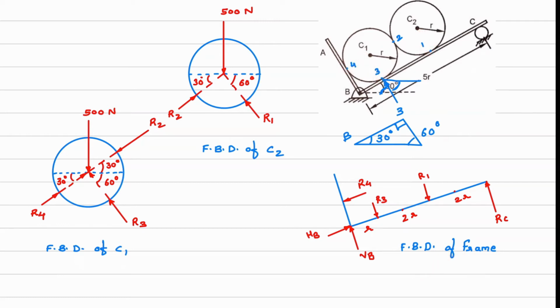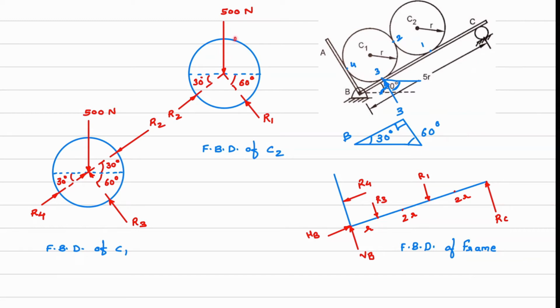So understand this part now. If you see this C1, how many forces are there? 4 forces. R4 is there, R3 is there, R2 is there, and 500 is there. So here all the forces are acting towards the center. But there are 4 forces, so we cannot use Lami's theorem here. We have to use summation Fx equal to 0 and summation Fy equal to 0 for C1, to calculate whatever is required.